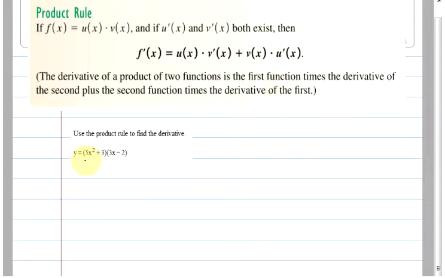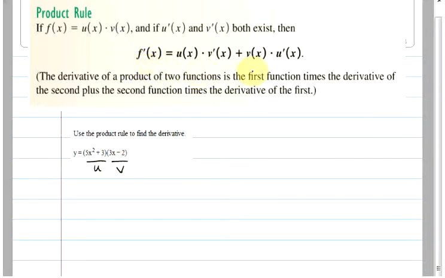And to illustrate the product rule for derivatives, we'll use this example here, which is y equals 5x squared plus 3 times the quantity 3x minus 2. This is a great example to illustrate the product rule because it is the product or multiplication of two expressions. So we'll start out by calling this first expression u, and we'll call the second expression v.